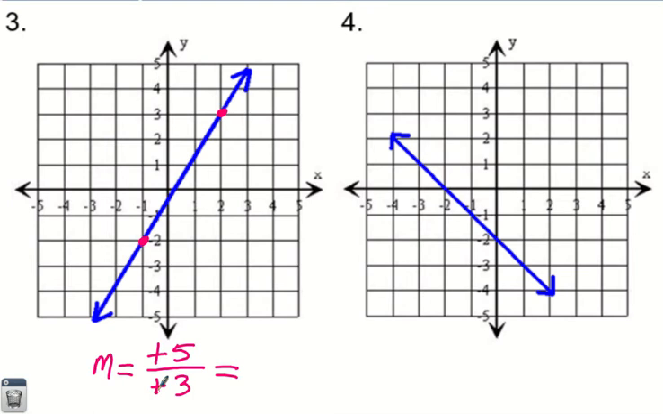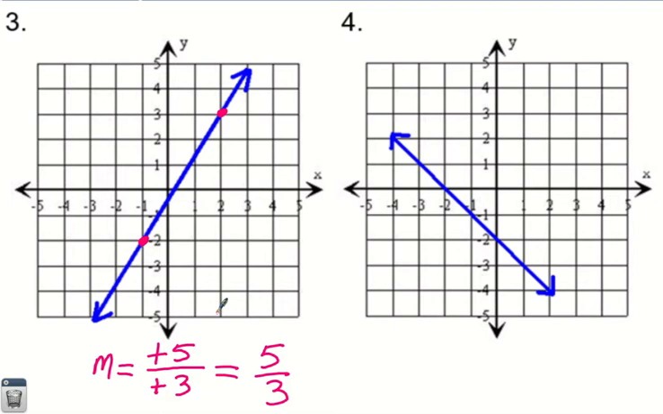Can this divide cleanly, 5 over 3? No. Can that fraction reduce? Nope. But I do know that my final answer is just going to be overall positive. So my final answer is 5/3 for my slope.